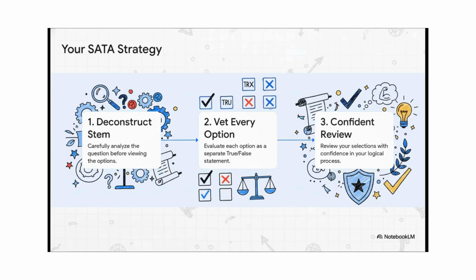Okay, so to make this true-false filter work like a charm every single time, we're going to use a really simple 3-step strategy. Number 1, we deconstruct the question itself. Number 2, we vet every single option. And number 3, we do a confident final review. So let's break down step 1.